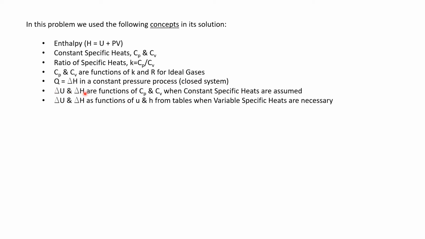Now, delta U and delta H are functions of C sub P and C sub V when we assume constant specific heats. And if we don't assume constant specific heats, then we're going to use table values. And delta U and delta H, which have units of energy, are just functions of specific internal energy and specific enthalpy. So we can always go to the tables and get accurate answers.